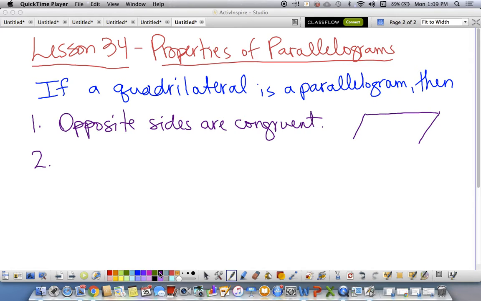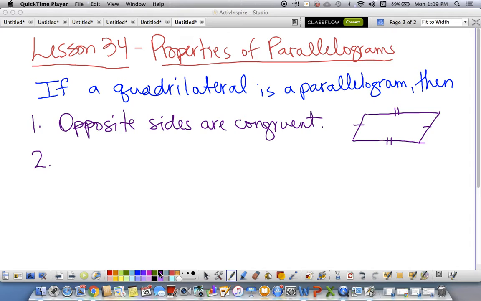Parallelogram. Opposite sides are congruent to each other. Most of the time we'll say parallelogram opposite sides are parallel and congruent. But the definition of parallelogram is opposite sides must be parallel.